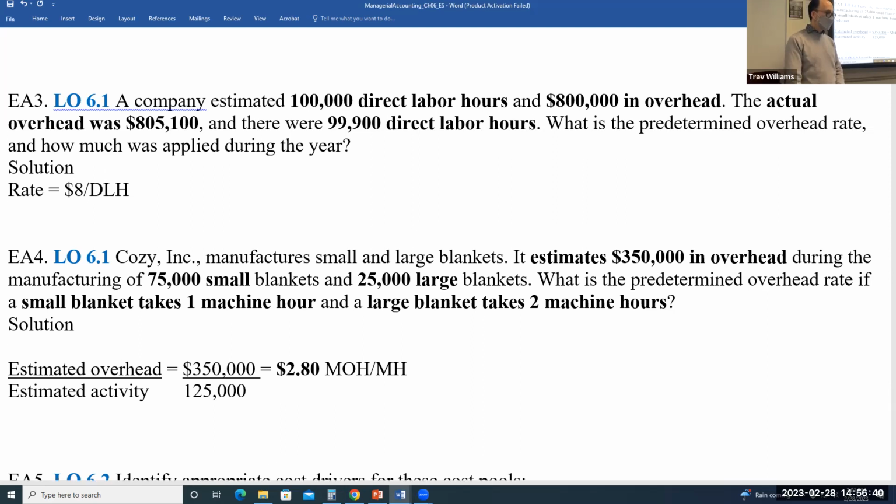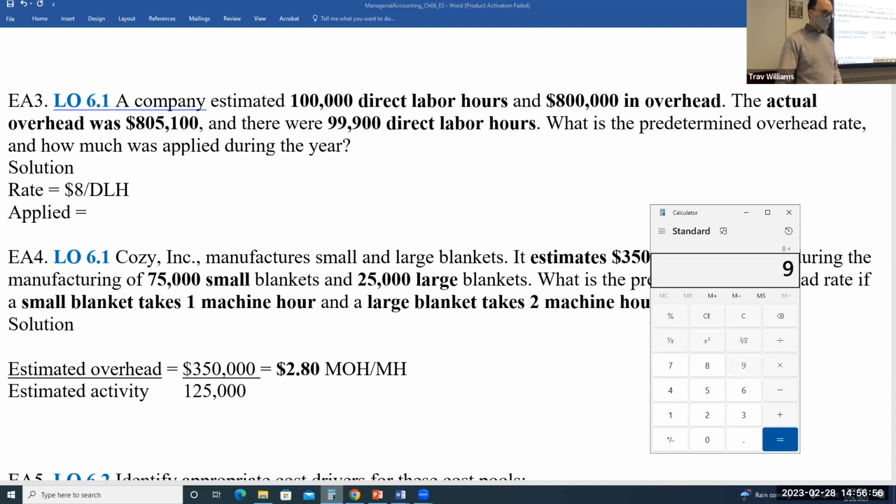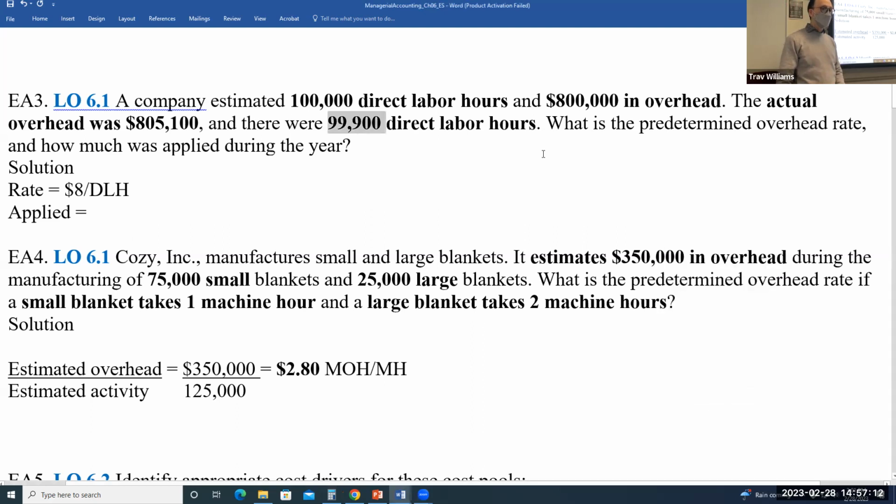Then we need to know how much was applied. So what do we multiply by what? Okay, so we take that rate and we multiply it by the actual direct labor hours. We get 799,200. Okay, and we didn't need the actual overhead. They told us that number, but it wasn't something we needed to answer the questions.